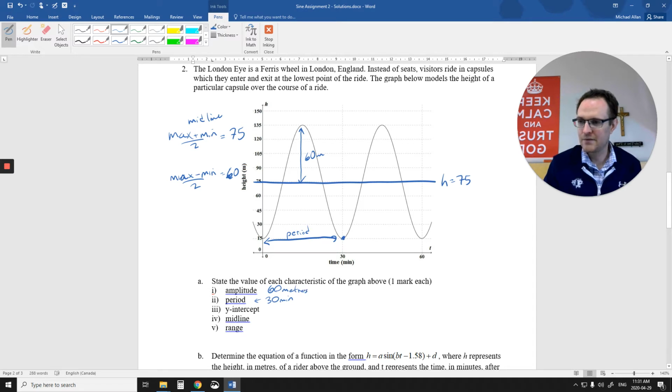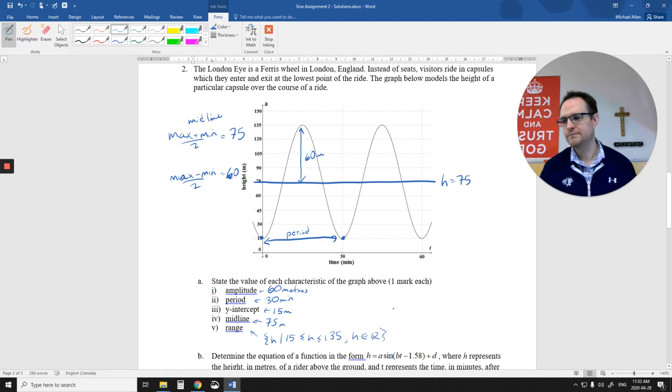Okay? If you want to know a little bit more about this, that's probably the radius of the Ferris wheel. The y-intercept is 15 meters. You can just read it right off the graph right there. And that probably just means the initial height when they get on the Ferris wheel. The midline, which we already decided, was 75 meters, and the range is my height here, so I'm going to be using h rather than y. I'm going to go from 15, that's my min, all the way up to my max of 135. There you go.